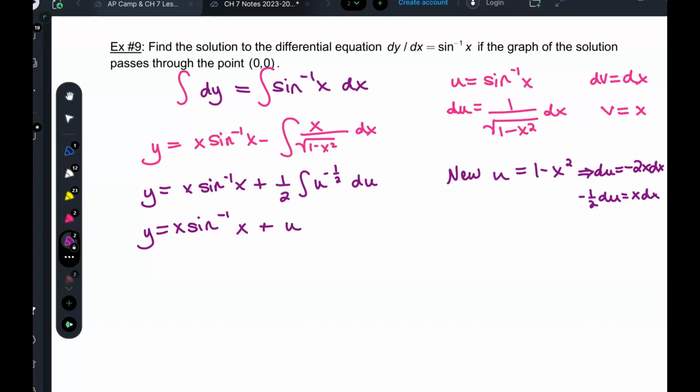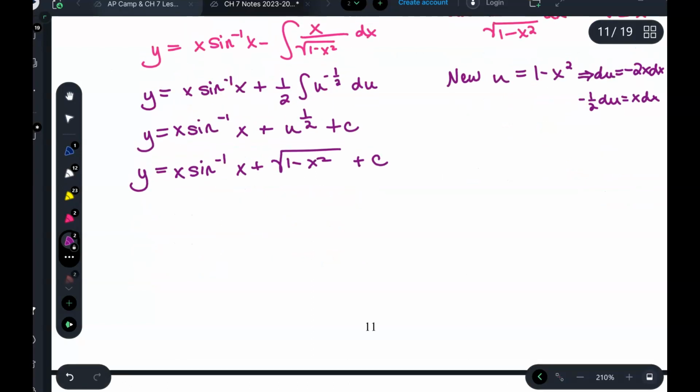Did we get it? I think so. I didn't plug in yet though. Is that what you got? Yeah, that's what I got. Now we have to plug in the point. That's easy, because we plug in 0, that's going to go away. This is just going to be 1. So it's negative 1. So C is negative 1.